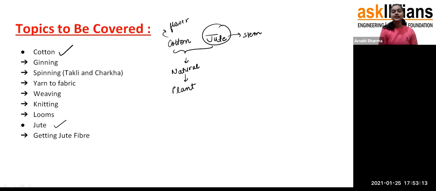So first we are going to take out the cotton and jute from the plants, and then we will see how to process them. Do you remember the steps? First is fiber, then in between is yarn, and then yarn to fabric. These are the three steps we are going to follow. But before the fiber part, we have to see some other things as well. Okay, so now we can start our topic.